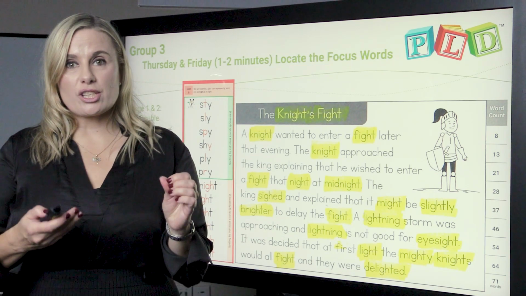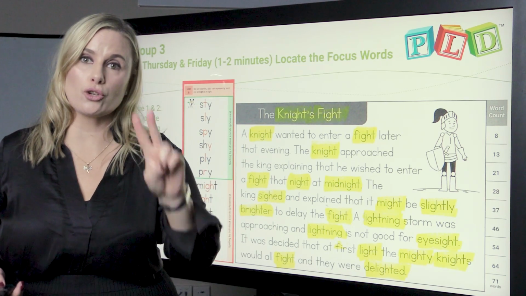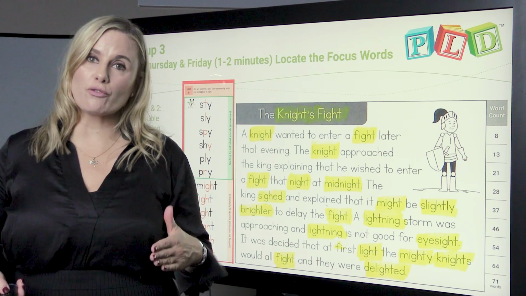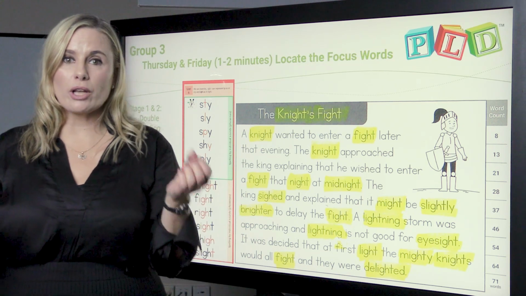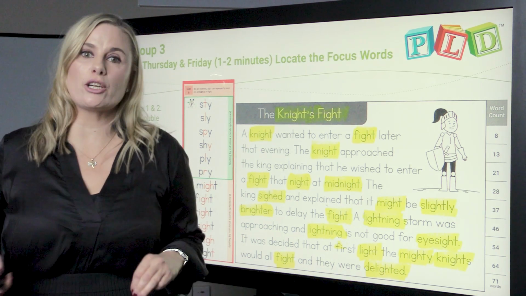Students working in stages 1 and 2 will have 2 readings on a Thursday and 2 readings on a Friday. The first reading is to decode, the second reading is for fluency and expression. Right, group 3, we're looking for our igh letters, okay? Let's locate first as we decode.